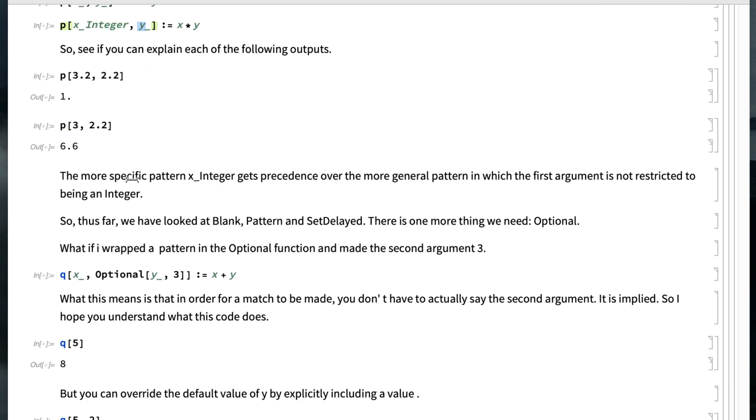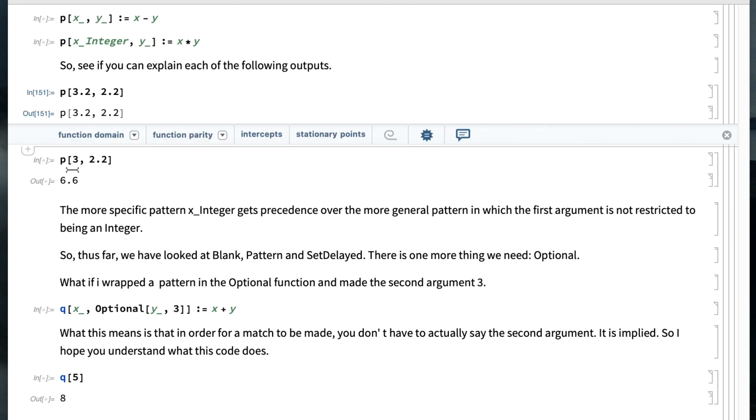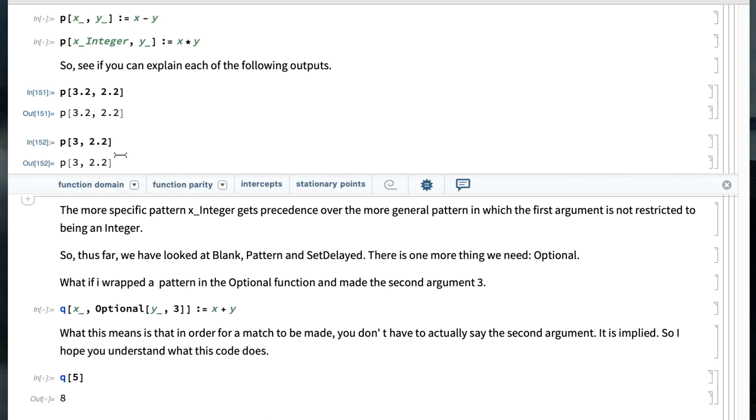So now let's see if you can understand what's going on here. If I say, what is p of 3.2 and 2.2, you're going to see it does produce 1. Why is that? Well, it doesn't match this because the first argument isn't an integer, but it does match this. So I'll use this definition, and so it's going to give me a 1. What about this? It's going to say, well, this matches the integer. I'll use this pattern. Okay, and 3 times 2.2 is 6.6.